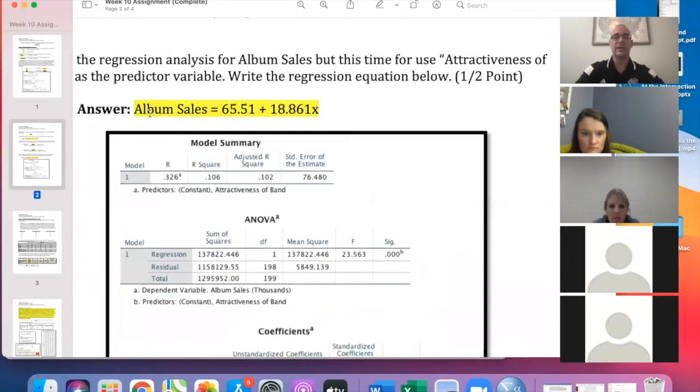Yes, that should look like this. Album sales equals our y-intercept plus the change in our independent variable, 18.861x. And again, it doesn't matter how you order this, it's all the same. You could have 18.861x plus 65.51, it doesn't really matter.